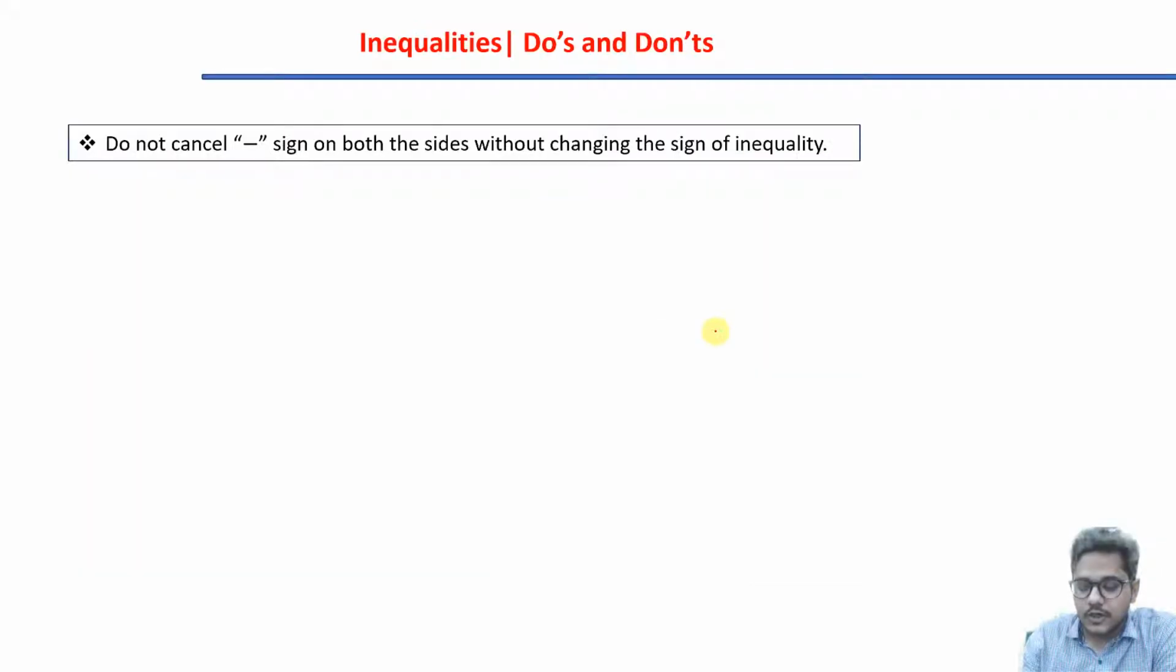We'll learn about do's and don'ts of inequalities. So first, the don't of inequality: do not cancel the minus sign on both sides without changing the sign of inequality. Cancelling the sign is nothing but multiplying by minus 1 on both sides. Now if we multiply by minus 1 on both sides, we know that we have to change the sign of inequality, as we have seen in the properties of inequality. Let's check with the help of an example.